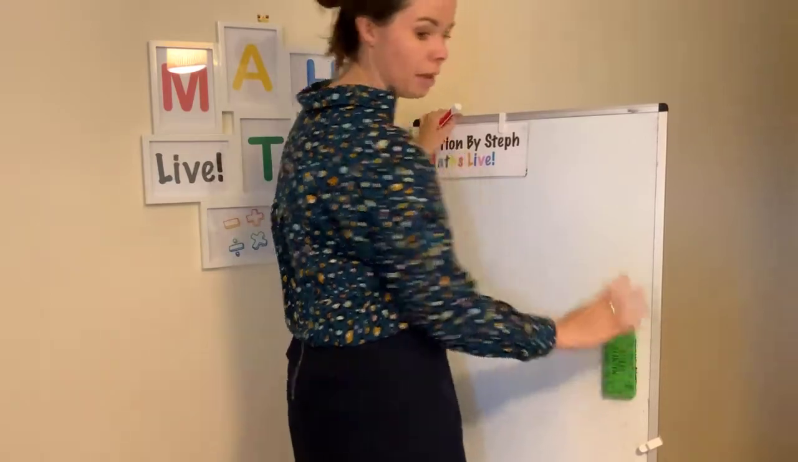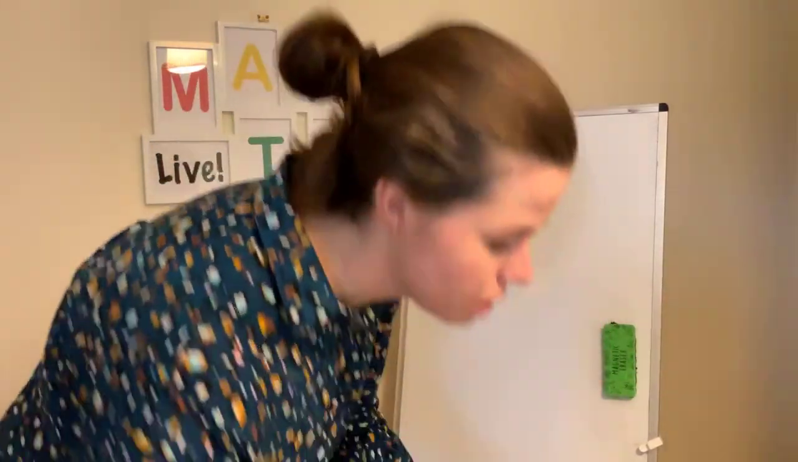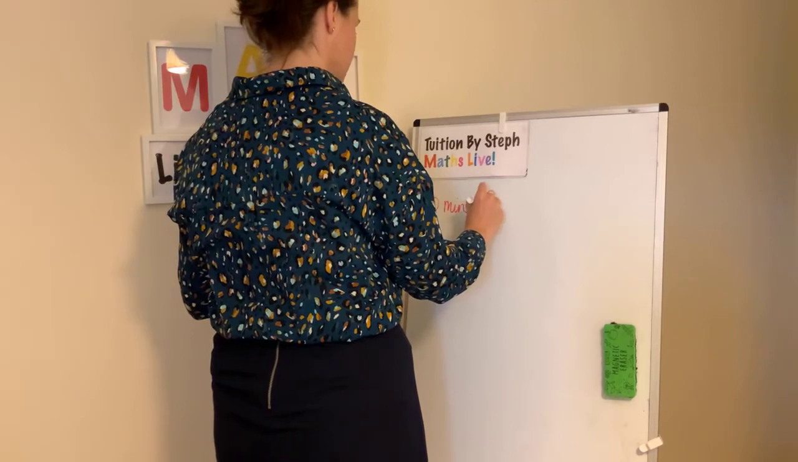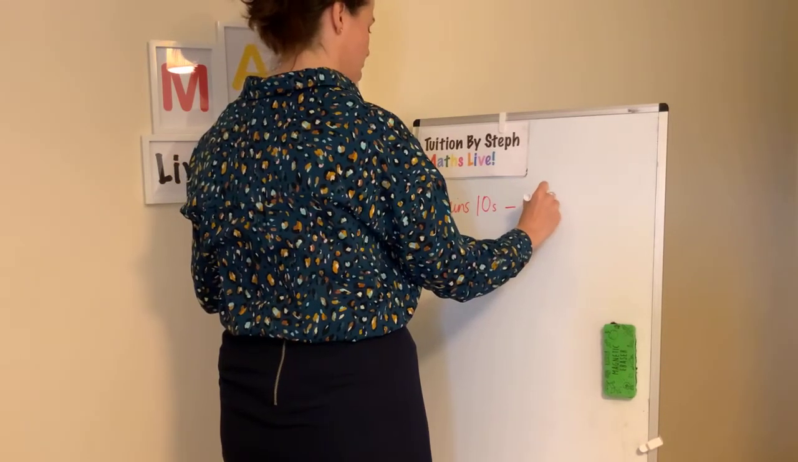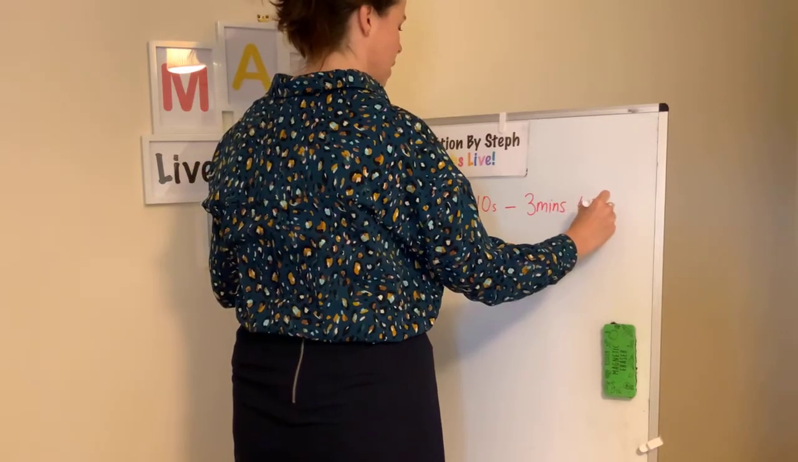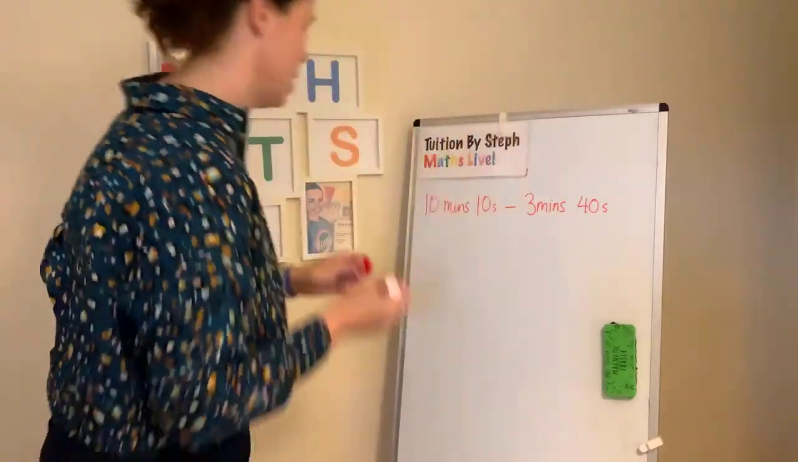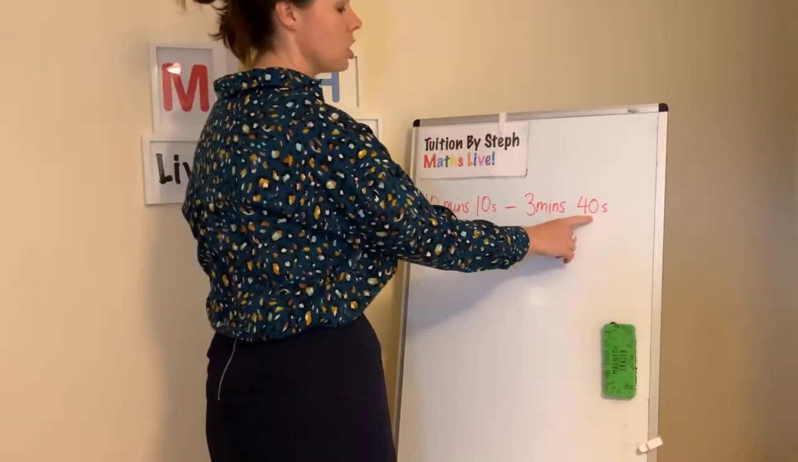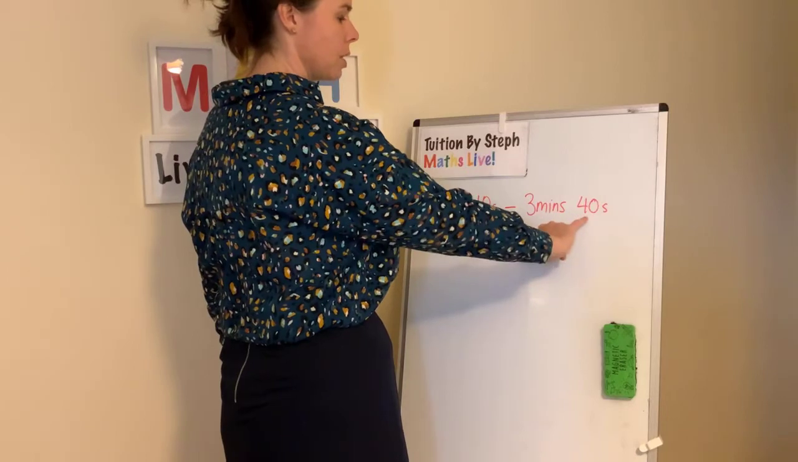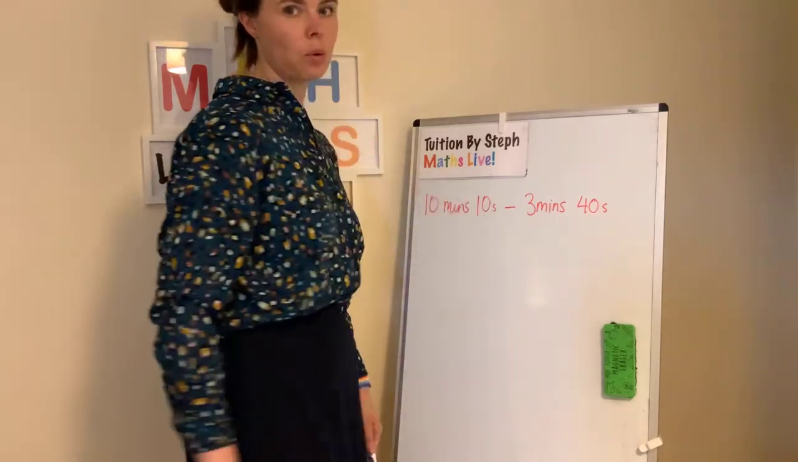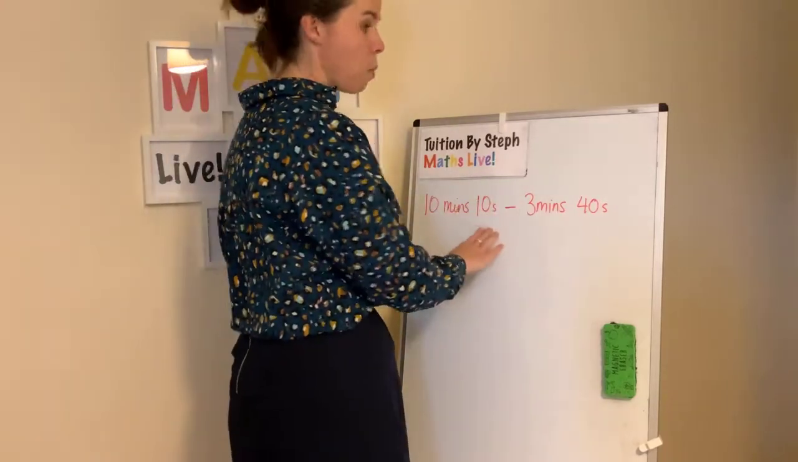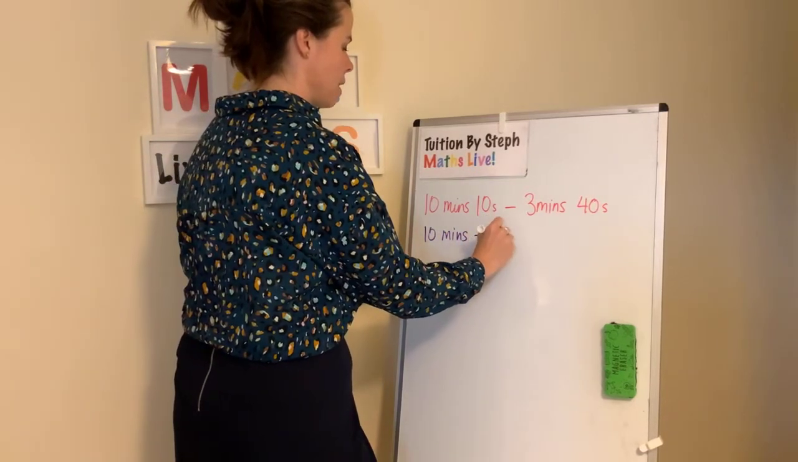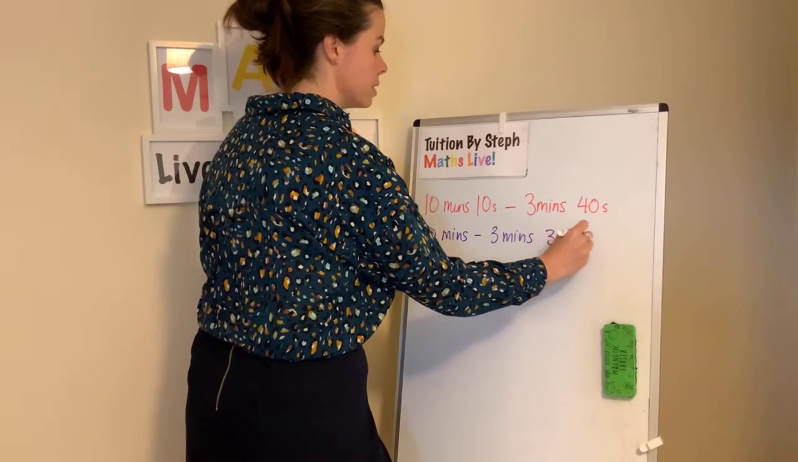Okay. Now with the next part, it's subtracting, but don't panic about it. Use very similar methods. We've got 10 minutes, 10 seconds, take away 3 minutes, 40 seconds. Now, the issue here, and we do have to start with the seconds for this one, is that if we focus on the seconds, we can't do 10 take away 40, okay? We could obviously take away one of the 10, which would make it 10 mins take away 3 mins 30 seconds.